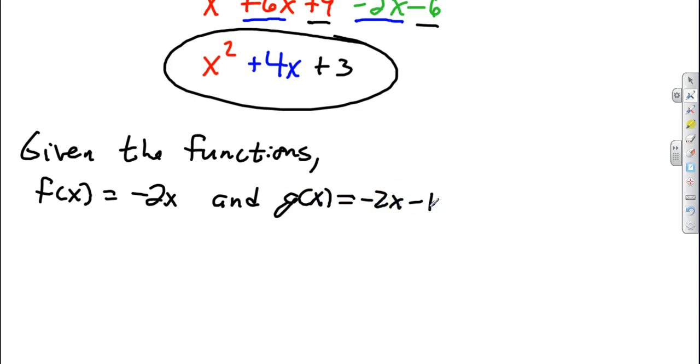They'll give you two functions. Here's f of x, here's g of x, here's what they are. And they're going to ask you to select some integers, plug it in, work it out, graph those two things, and then come back and tell me how is the graph of g related to f.